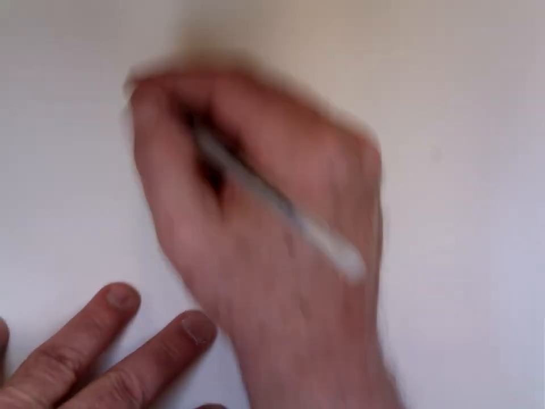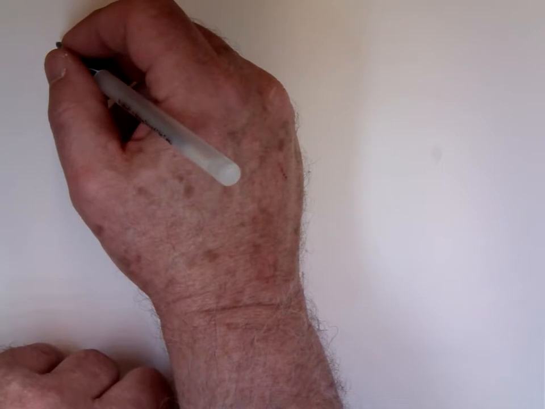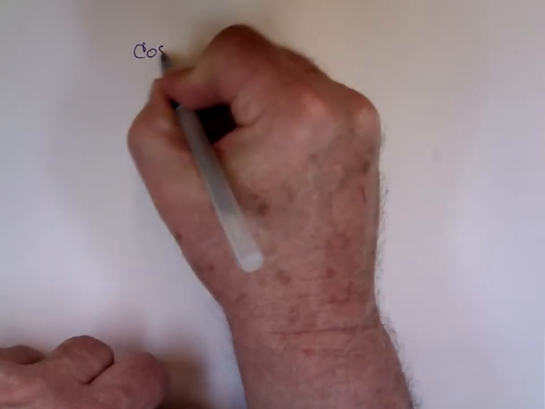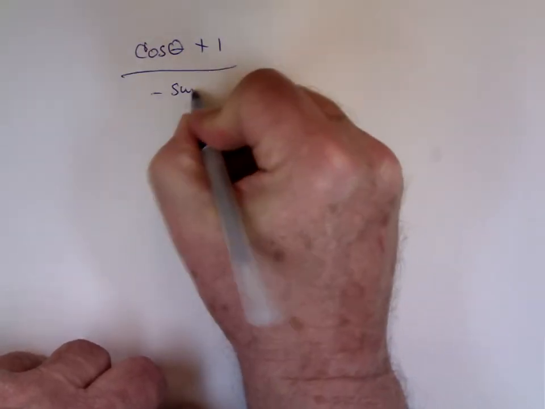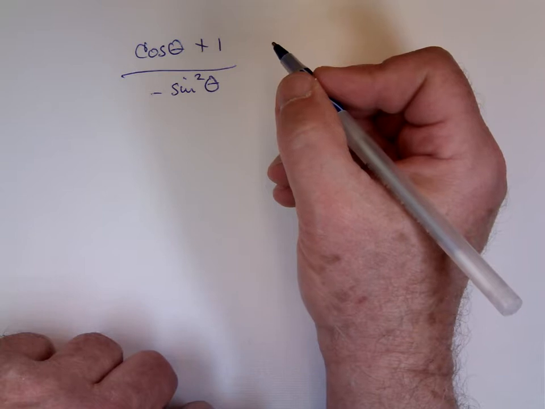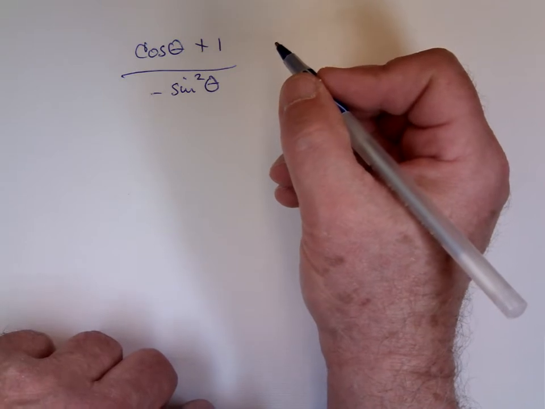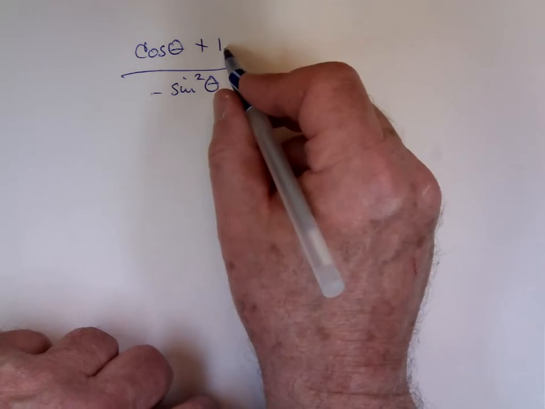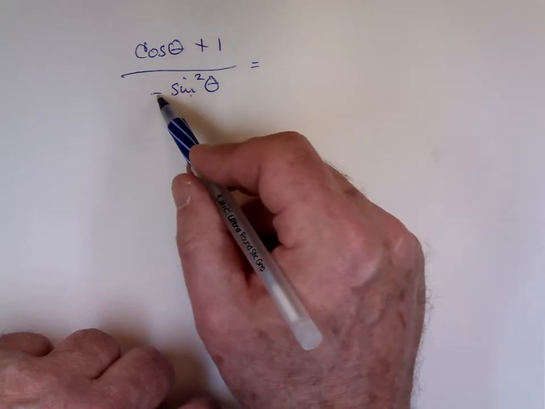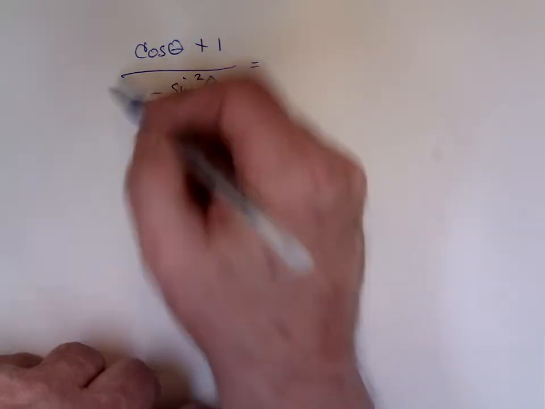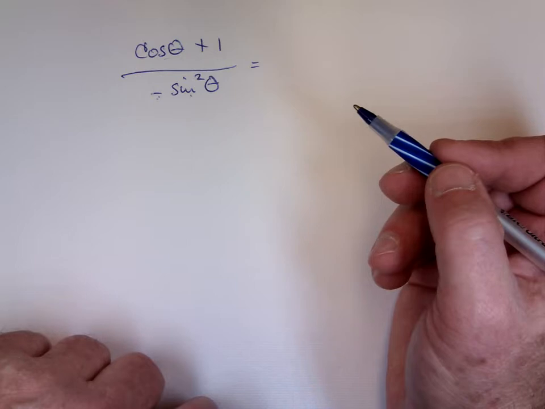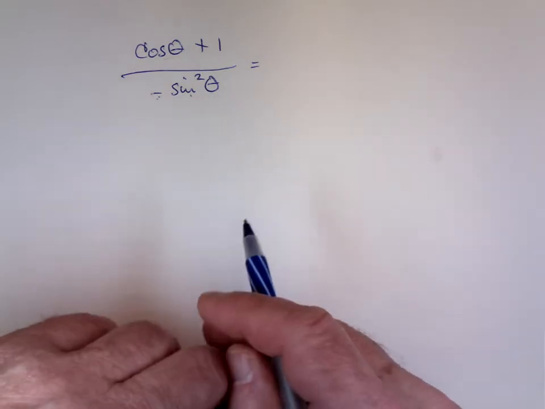This is probably going to be an easy question, but how does cosine theta plus 1 over negative sine squared theta equal negative cosecant cotangent minus cosecant squared d theta? All right, so you want to change this into, okay, so it's cosine over negative sine squared. Is this an integral? It probably is an integral, huh?